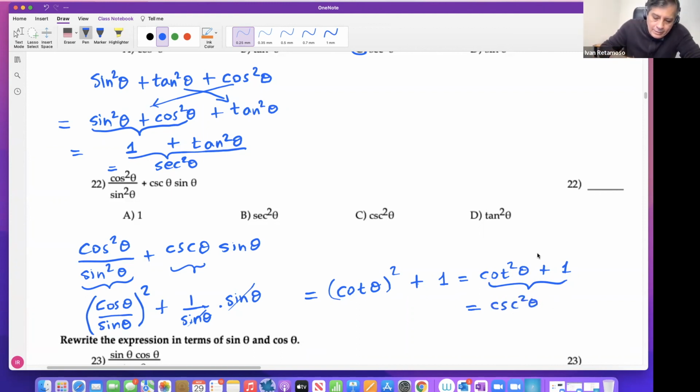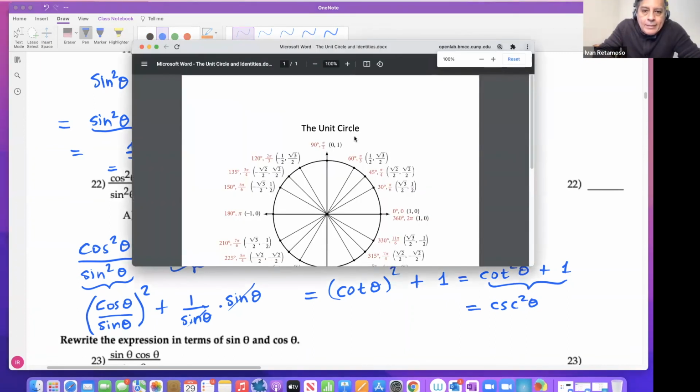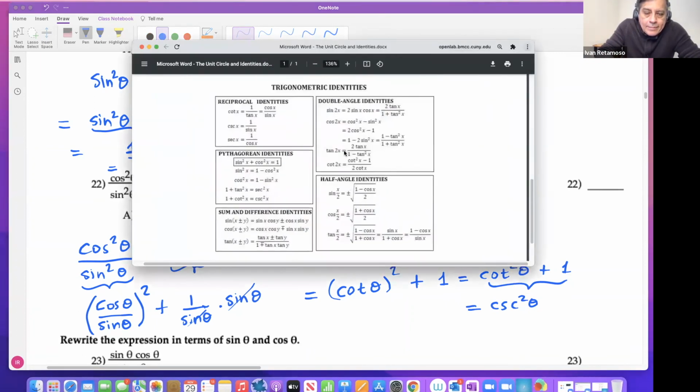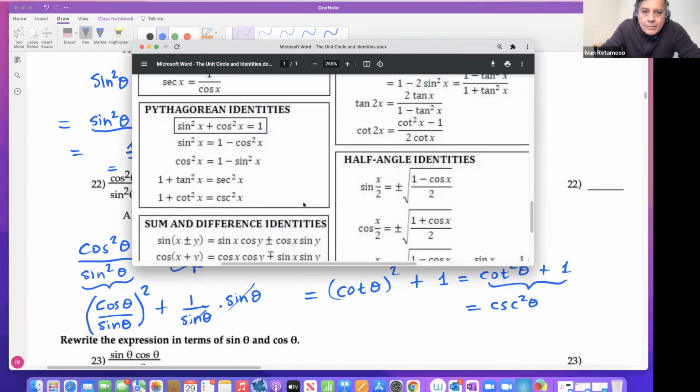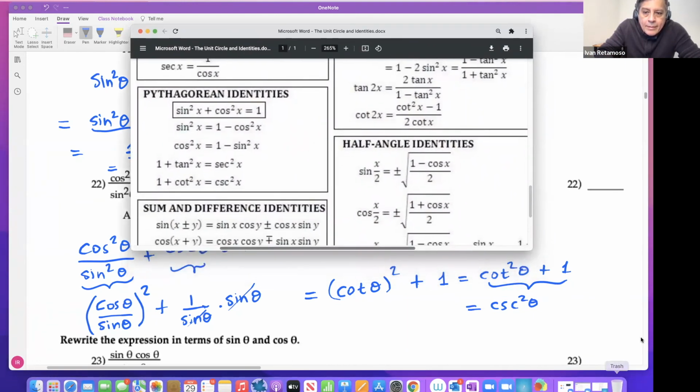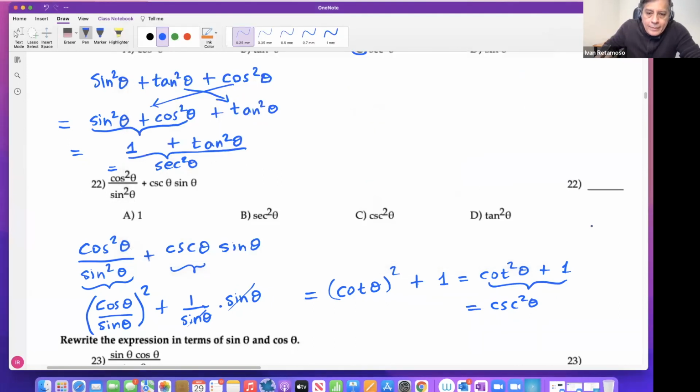Professor, where did you get this from? It's a Pythagorean identity. Again, guys, it's here in the unit circle sheet. 1 plus cotangent square, you can see that, right? 1 plus cotangent square equal cosecant square, right? Very good. All right, so we're talking about this guy, right? Number 22.